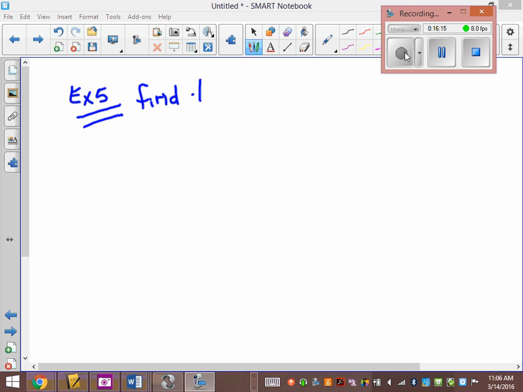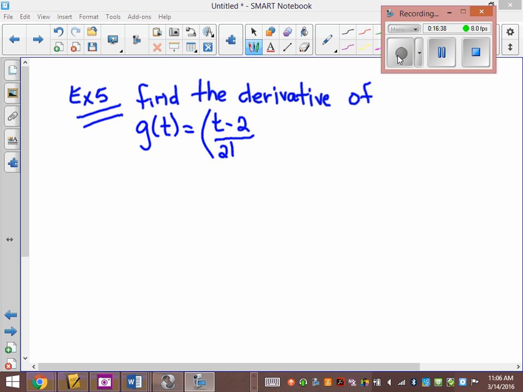Find the derivative of g of t, t minus 2 over 2t plus 1, to the 9. So this is going to be chain rule, but when you do the derivative of the inside, you're going to have to do quotient rule. I know, so much fun, right?